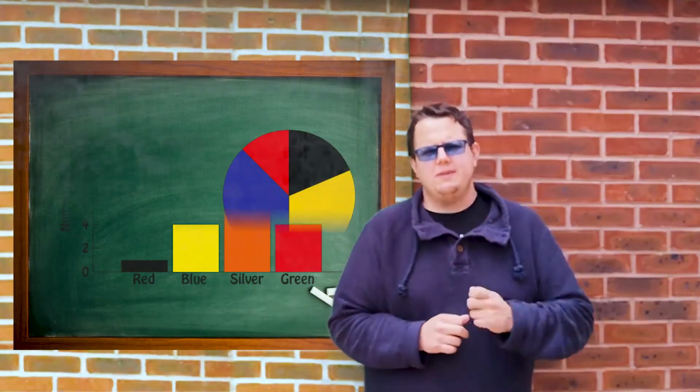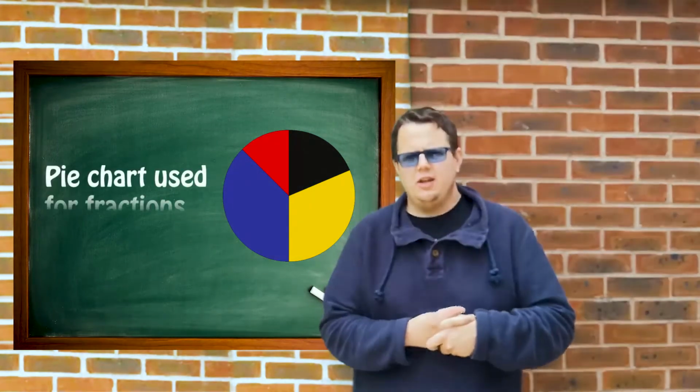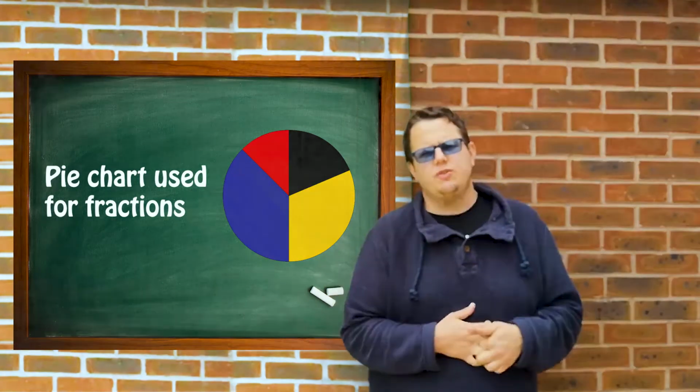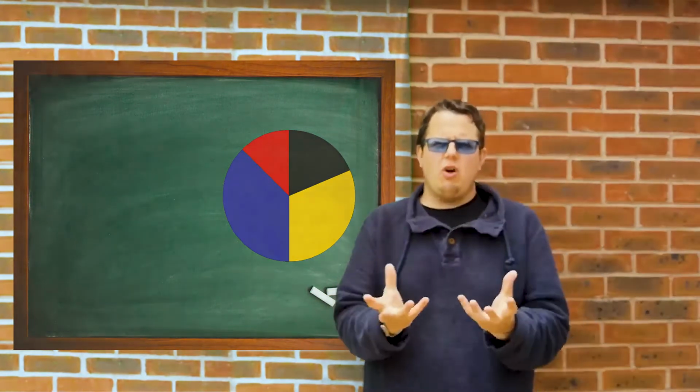Our next graph type is a pie chart. This is used if our dependent variable is a fraction, a proportion, or a percentage. These are useful for visualizing what fraction a result is of the whole.